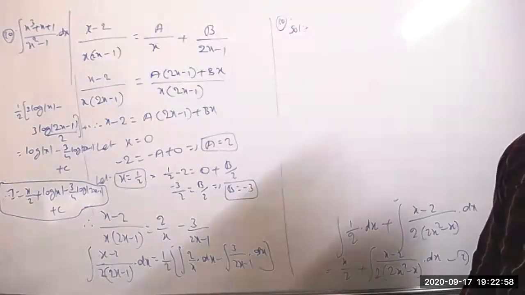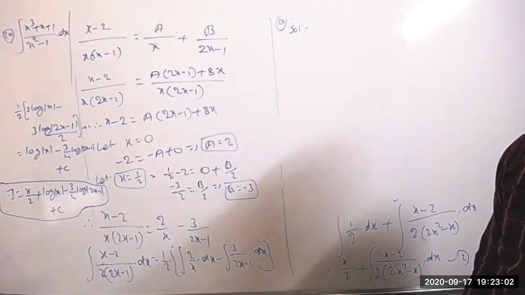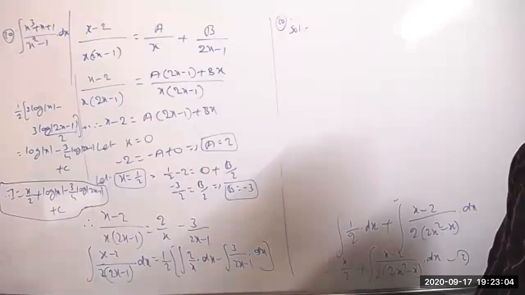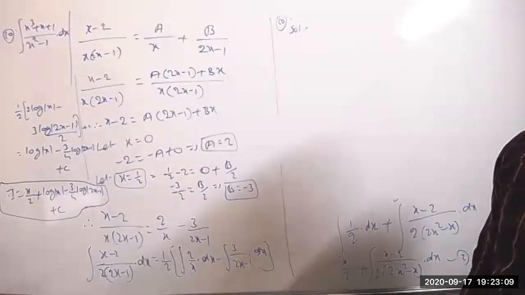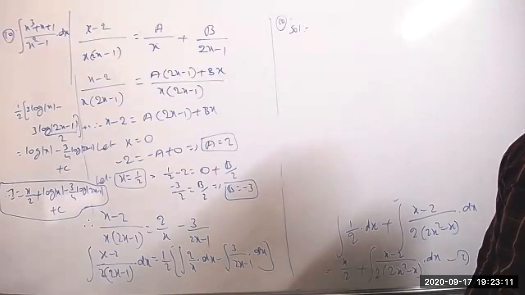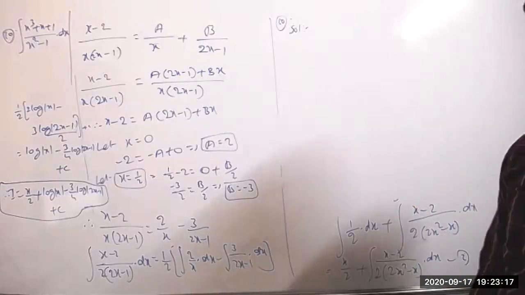First, immediately after they give the question, we have to see whether the given function is a proper fraction or an improper fraction. That is the more important thing. If it is proper, we can do it directly. If it is improper, definitely we have to convert it into q plus r by d. How to get that? By doing the long division.